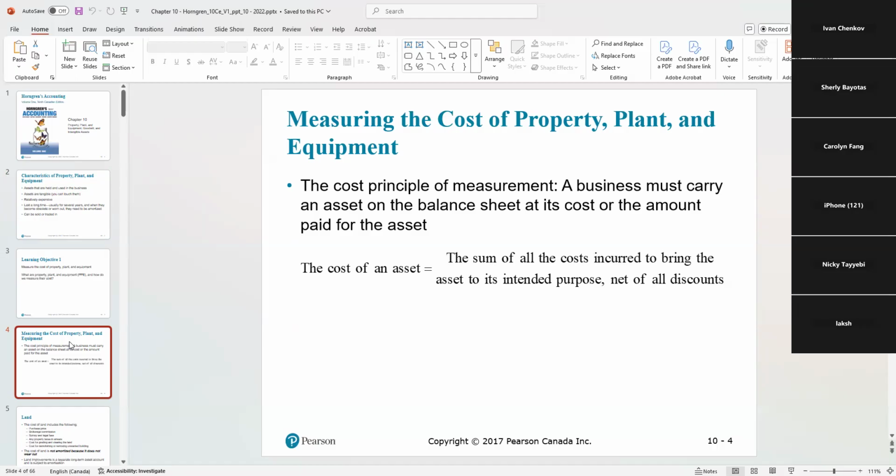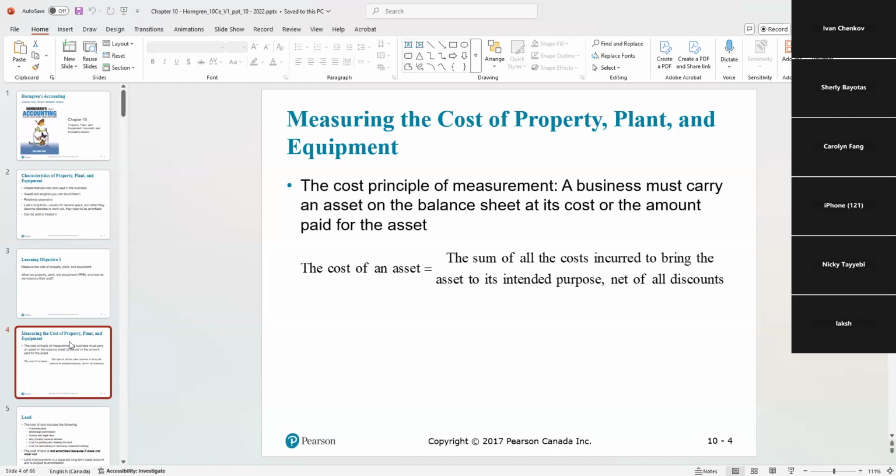How are we going to measure those? Once we establish that we have an asset which we're going to use for more than 1 year or the current operating cycle, the next question is, how are we going to measure the cost of that asset? We're going to use the cost principle of measurement, which is that the business must carry the asset on the balance sheet at the cost, or the amount that was paid for the asset.